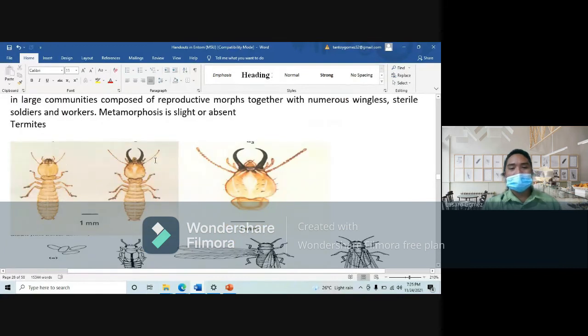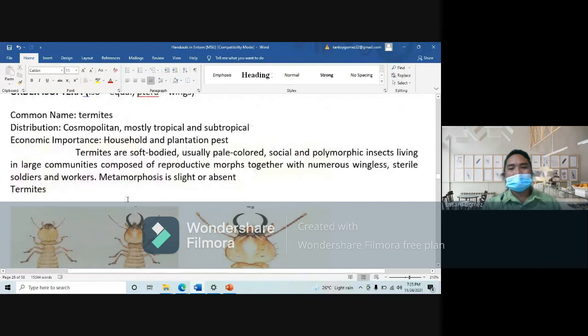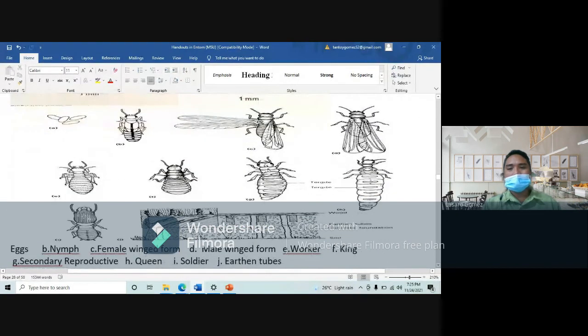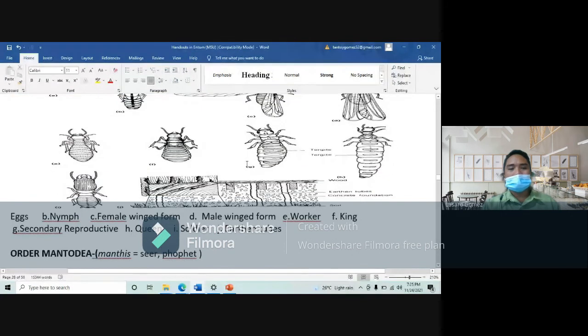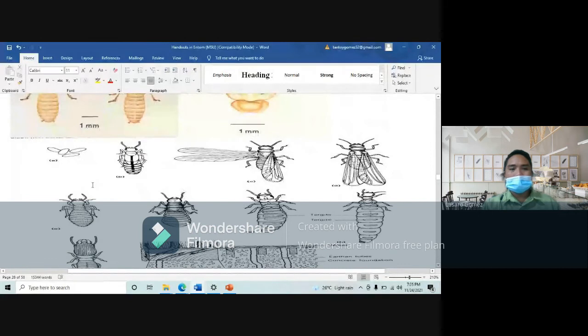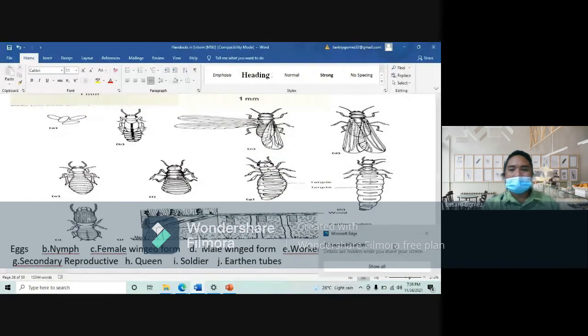Kaya mo siya, ang termites, no? Wingless termites. But there are also termites na naa pod siya wings. Okay? So, letter A, this is the egg of an insect. This letter A, the egg of an insect. Termite, insect of termite. This is the name of termite. No, wala pa siya na complete.